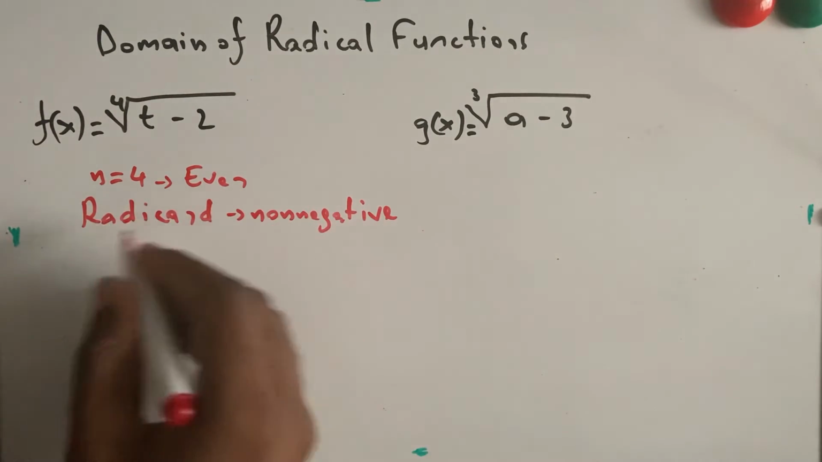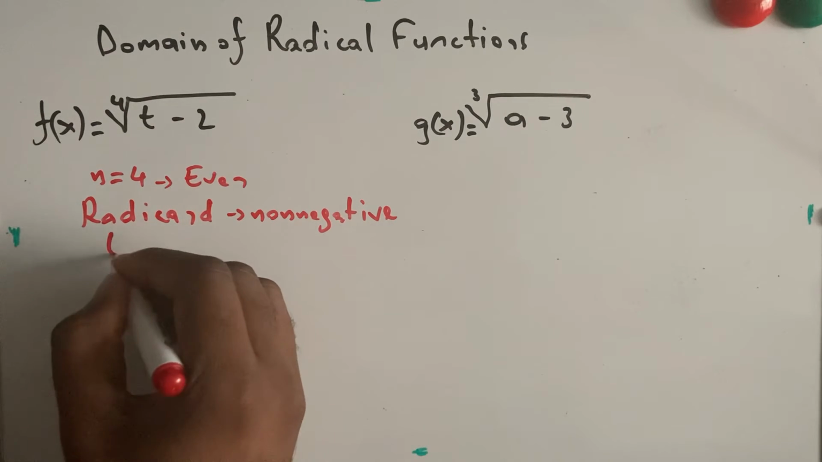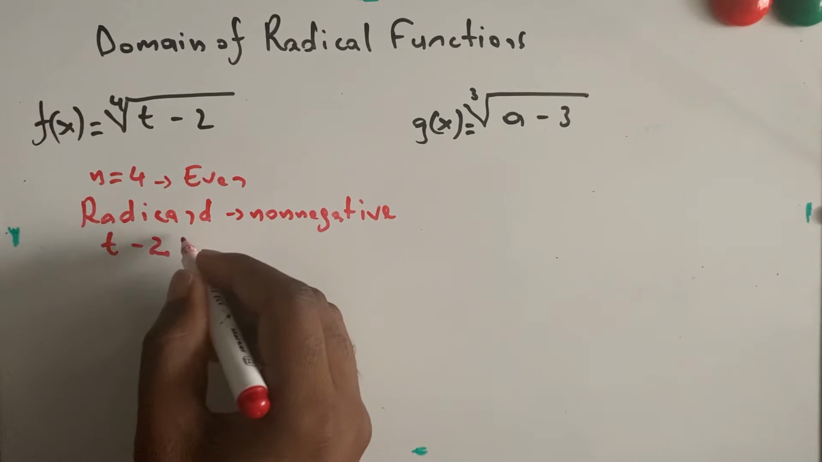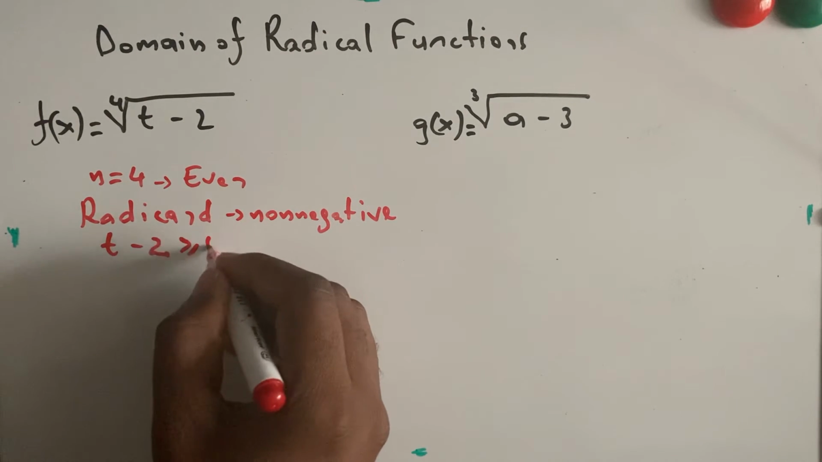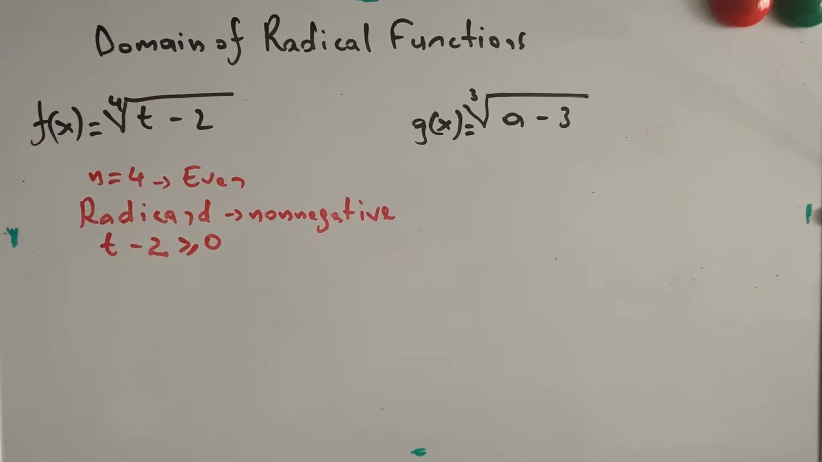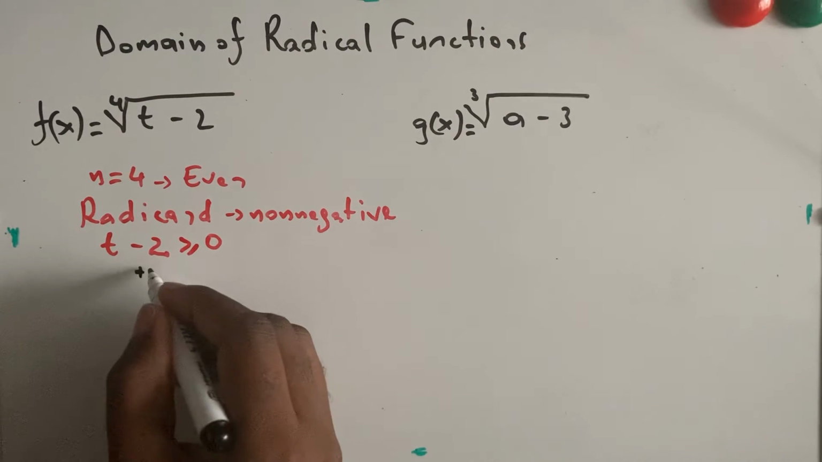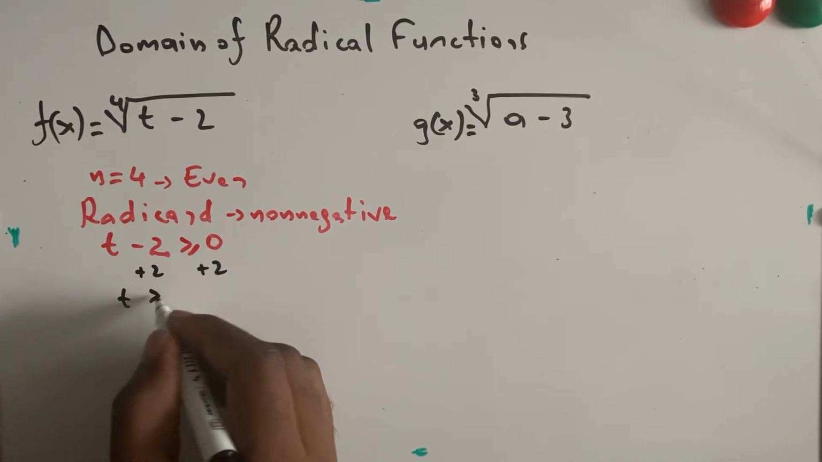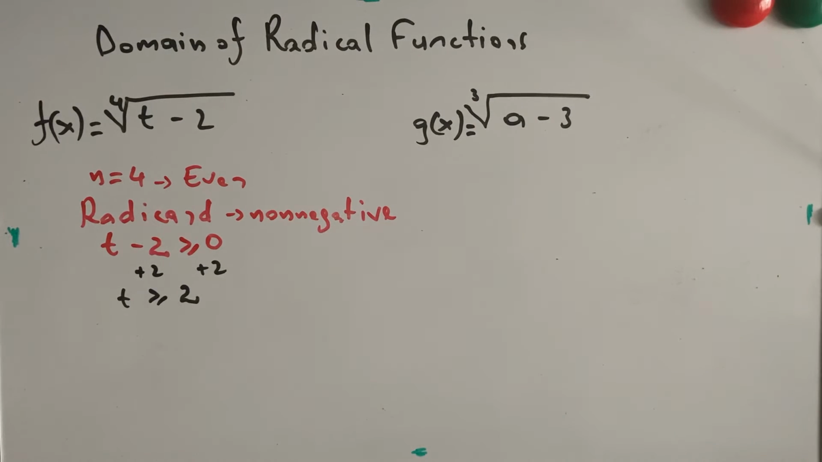Well, what does that mean? The radicand, what is it? It's t minus 2. Must be non-negative means what? It must be greater than 0 or equal to 0. Just non-negative, so greater than or equal to 0. Then what value of t would give me such things? Well, I just need to solve this. Add 2 to both sides. Then you have t greater than or equal to 2, okay?